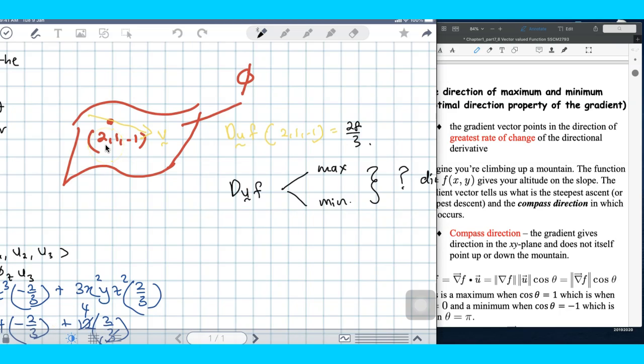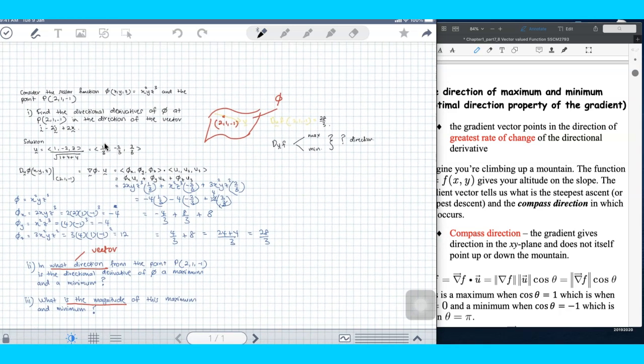You have no idea which direction to follow, but you just want to know what the direction is so that you have the maximum slope, or what the direction is from this point so that you have the minimum slope. So what is the formula that can help you determine the maximum and minimum value of the directional derivatives? How can you answer this?